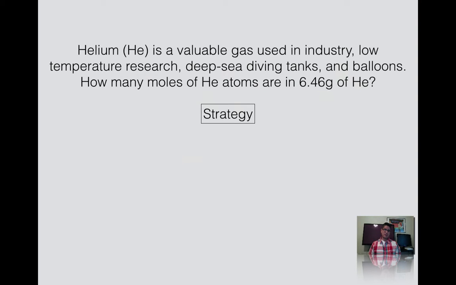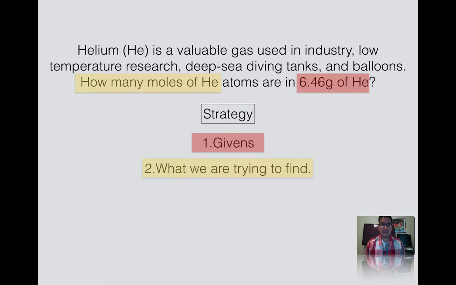Alright, so this is the strategy that we're going to take in answering this question. First of all, in all of these questions, I want to first find out what my givens are. What are the given quantities that I have for this question? For this one, it's 6.46 grams of helium. Secondly, I want to see what we are trying to find. And we're trying to find moles of helium. How many moles of helium are in 6.46 grams of helium?